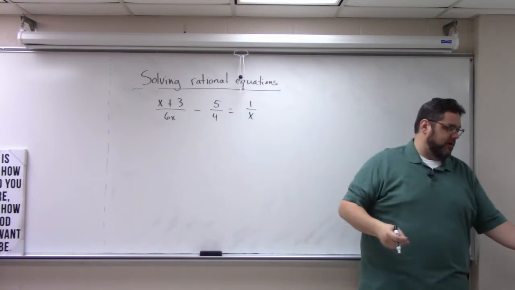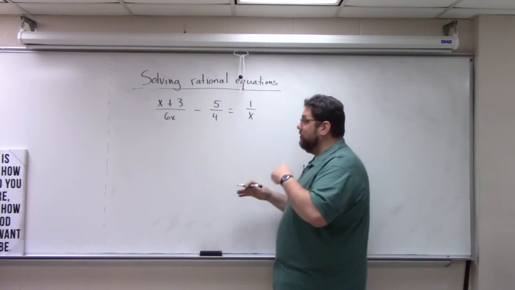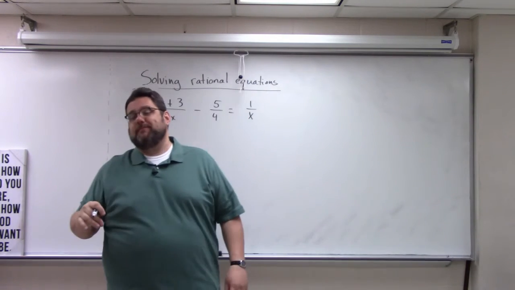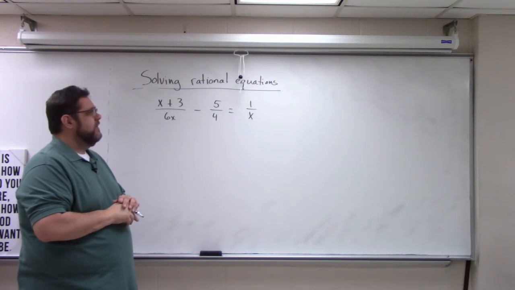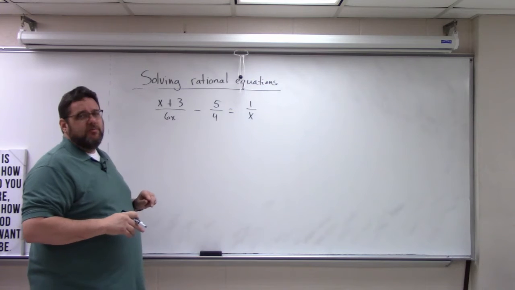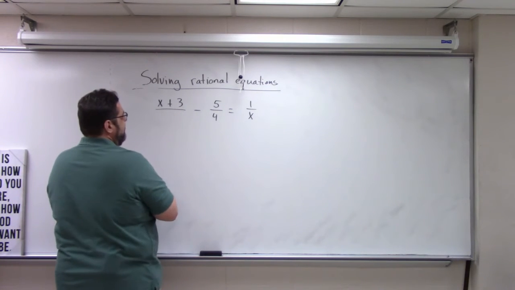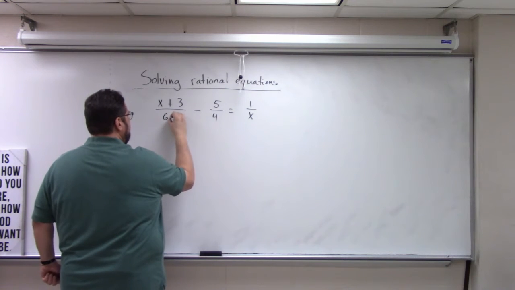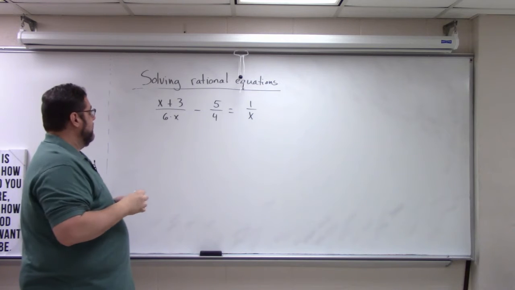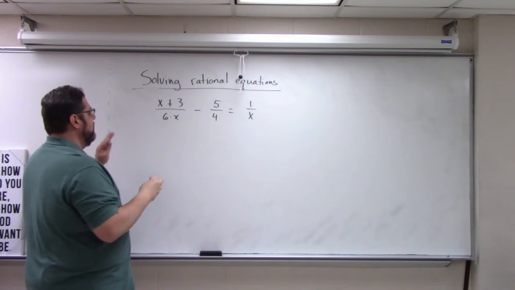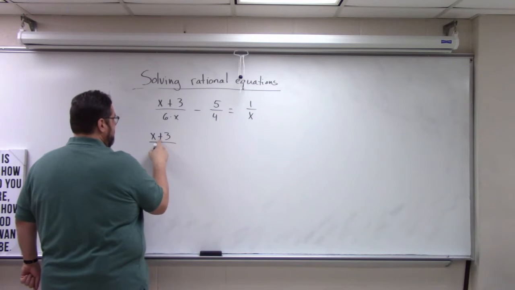Okay, here we go. For the first time in one of these problems, we have different denominators going on. And that's not a big deal. But here's how I want you to think about this right here. This 6x, I want you to think of that as 6 times x, because that's what it is. So now, here's the deal. We're about to multiply everything in this problem by something, all right?